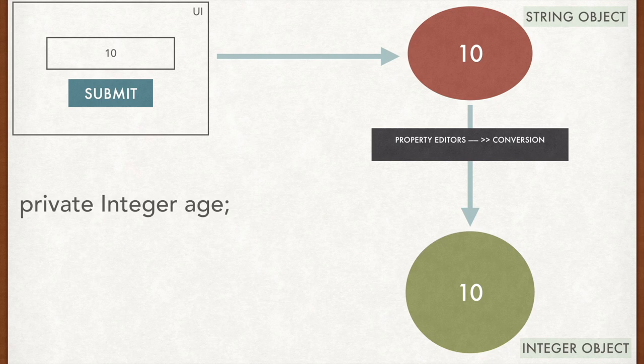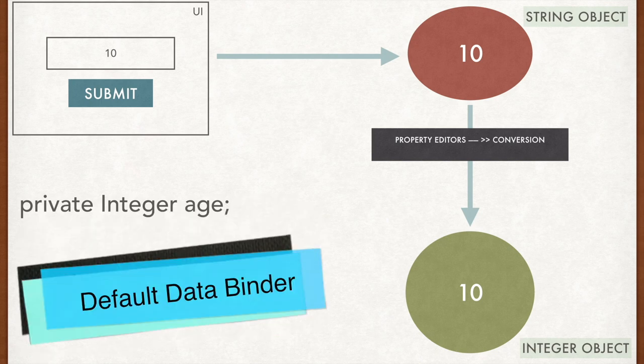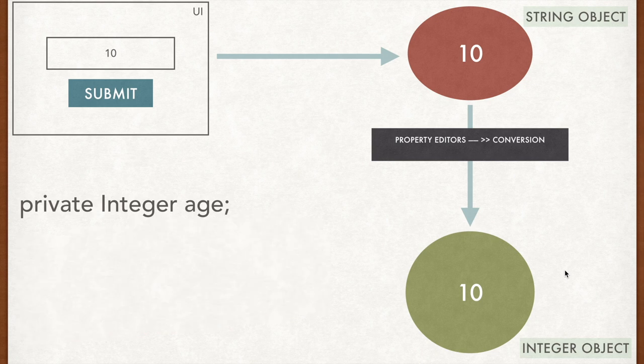So the property editor is a concept that Spring uses internally to convert this string object to an integer object. So this particular conversion, string to integer, is happening behind the scenes by Spring, and Spring is using the property editor to convert it, and this is an auto conversion which is happening so that we are able to store this 10 automatically with this particular property called age, which is defined as an integer type. So Spring uses this property editor internally, and that's why as a developer, we don't need to care much and we don't need to think much about it.